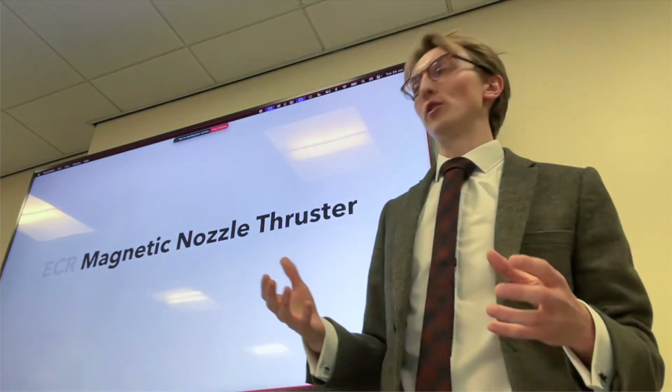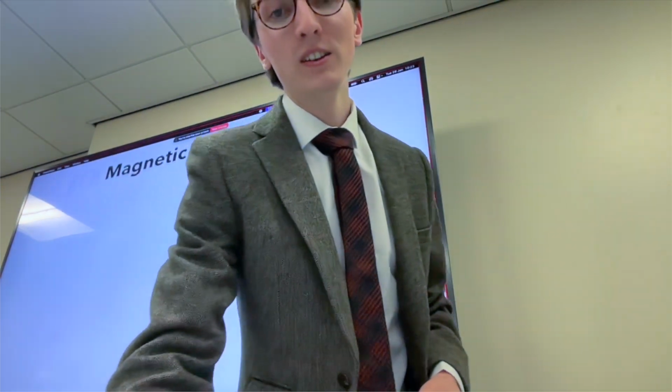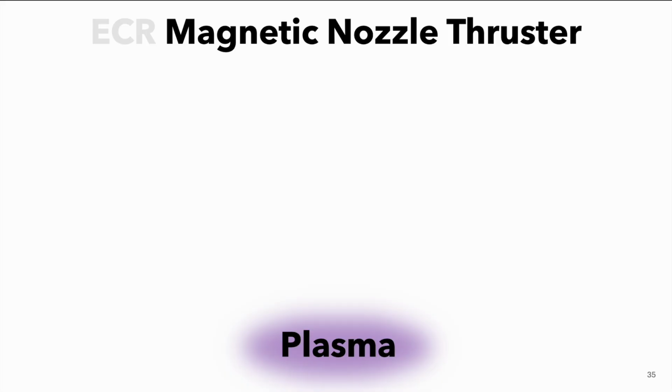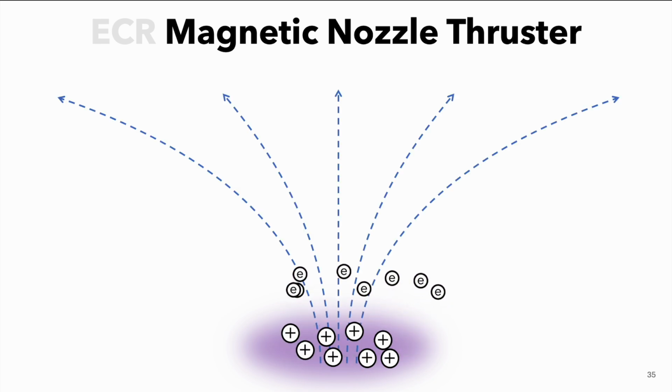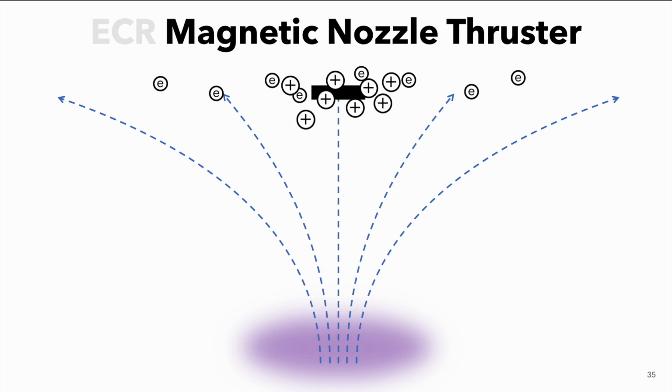So how can we use this to generate thrust? What's a magnetic nozzle thruster? Well, a plasma is essentially just a soup of negative electrons and positive ions. If we apply our divergent magnetic field, these electrons accelerate downstream, and this generates a large negative potential, which accelerates the positive ions towards it. And this acceleration of these ions, because they have a relatively high mass, generates an equal and opposite force back on the thruster, and that's your thrust.